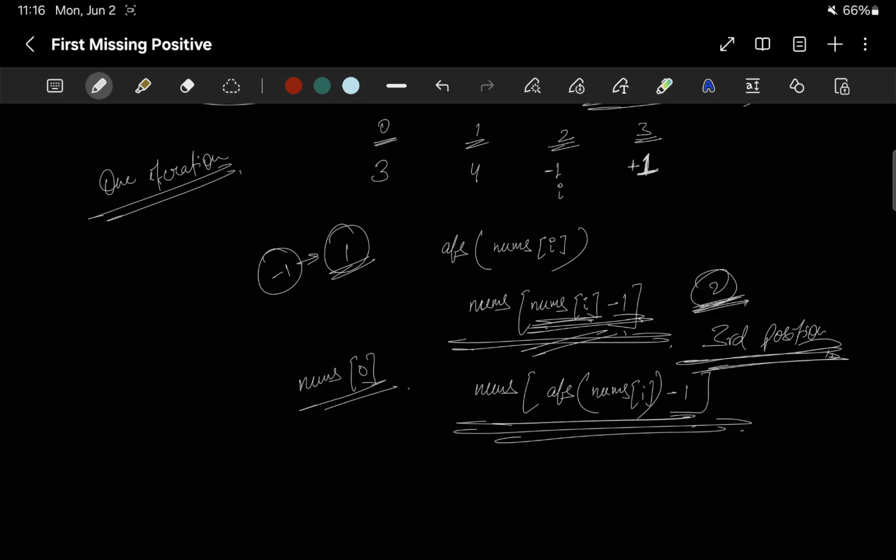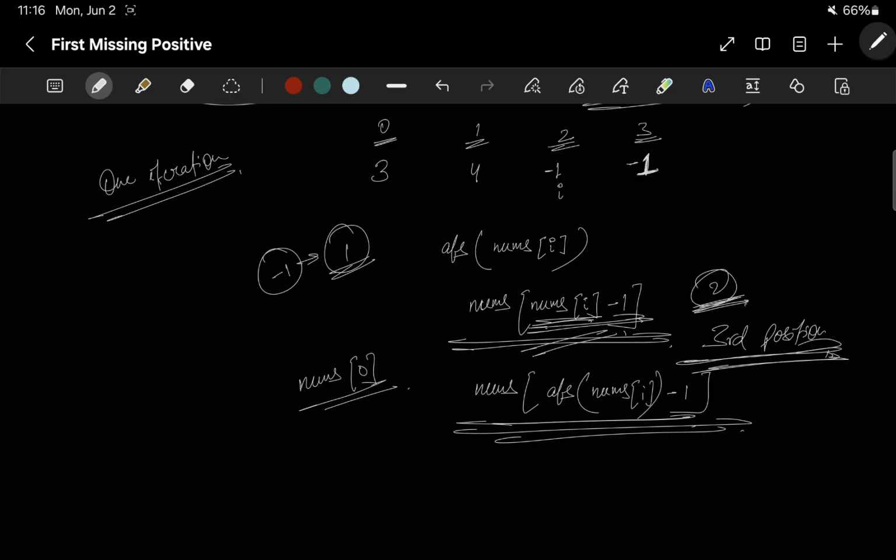Sorry, right. I made a mistake. So it should not be this. Sorry, my bad. So actually it will make this number a negative number, right? But is that right? If you make this, what is that? Nums of... I think I am making some mistake here. Let me try to figure it out.